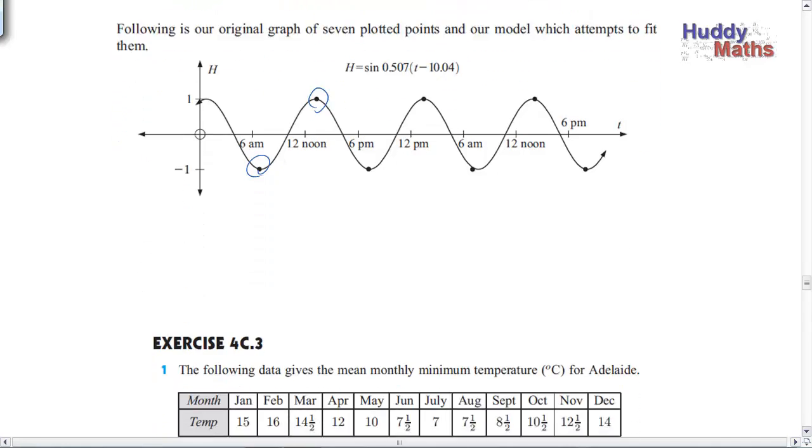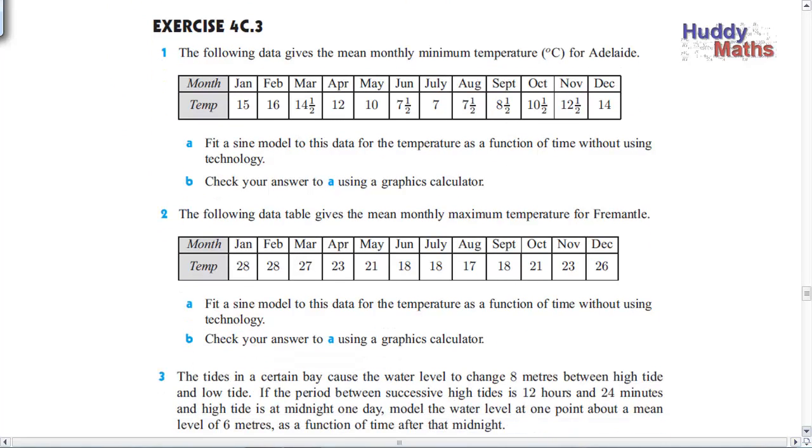Okay, here are some problems for you to try. I want you to use the same technique and then to check your answer using a graphics calculator. But I want you also to what?